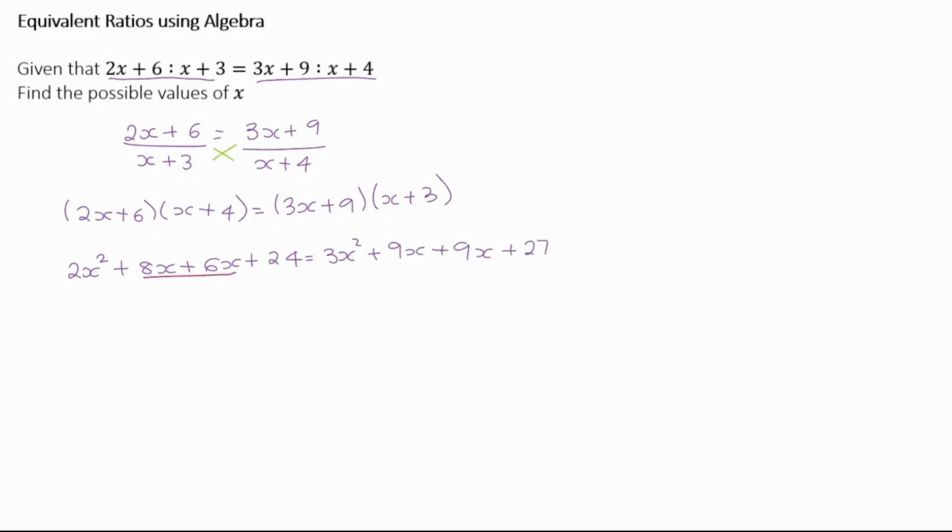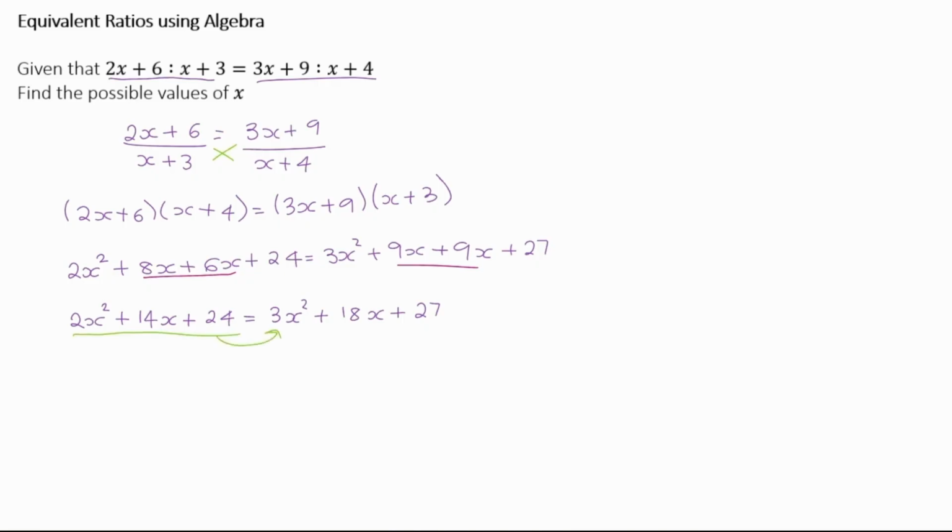So now we've gotten some like terms on the left-hand side that we can simplify. So we can rewrite this as 2x squared, 8x plus 6x is 14x, and then we can put the plus 24. And we can also simplify some terms on the right-hand side. So we can rewrite this as 3x squared plus 18x plus 27.